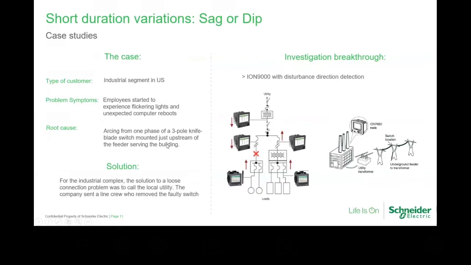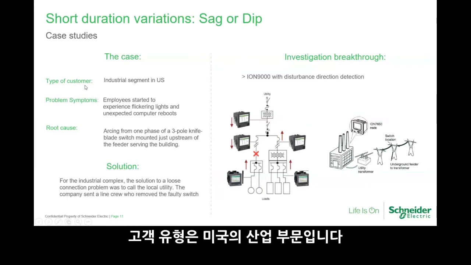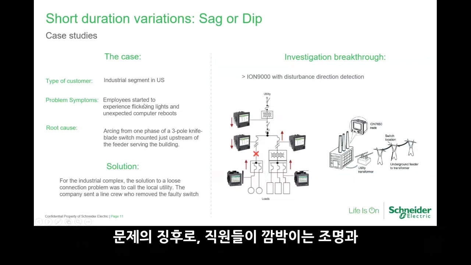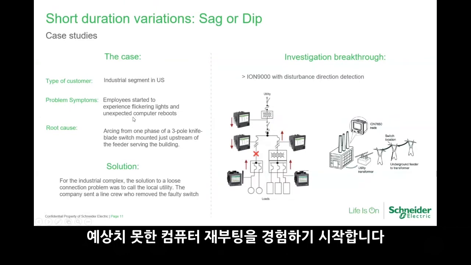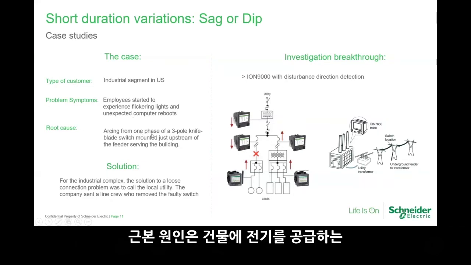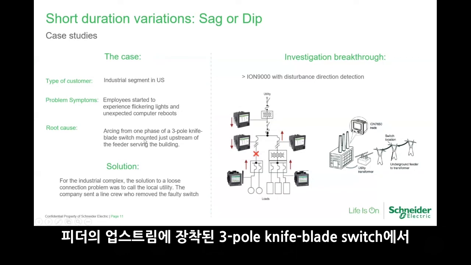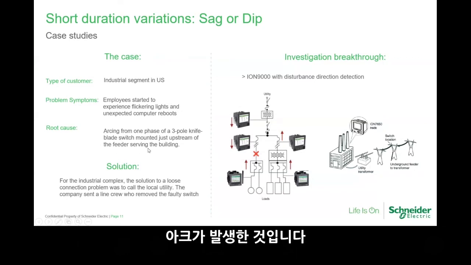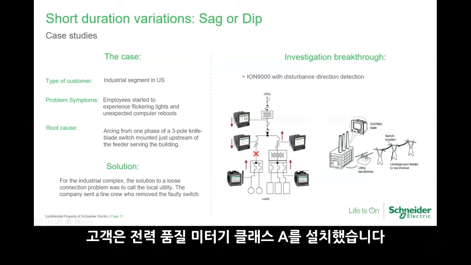So let's take a look at the second case. Type of customer: industrial segment in the US. Problem symptoms: employees start to experience flickering lights and unexpected computer reboots. Root cause: arcing from one phase of a 3-pole knife blade switch mounted upstream on the feeder serving the building. So they installed a class A power quality meter.